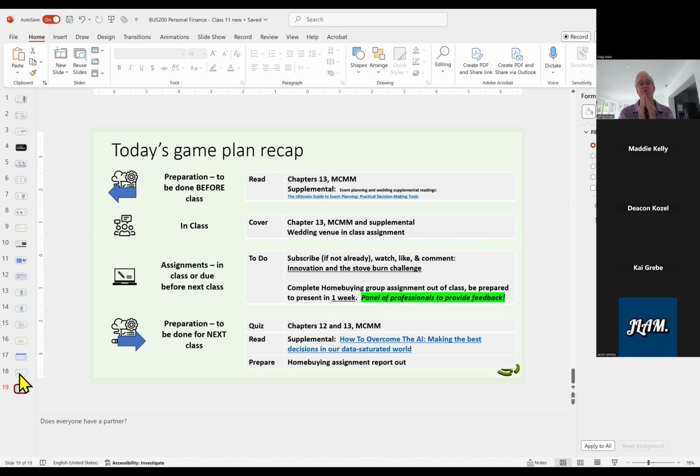Okay, so let's recap. We did chapter 13 in the supplemental, the ultimate guide. Again, that article is similar to what you see in the book, but especially the information about the research from the two researchers is relatively new, and there's some other things that are new. So together those are the two main things that we'll need for the chapter 13 stuff. So we covered that today, especially the wedding venue and the class assignment. Be sure to update your result and put it into the Canvas assignment to get credit for it.